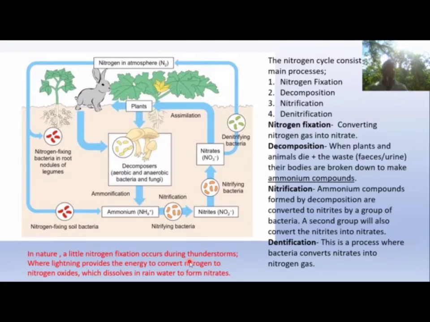Alright, so remember now, decomposition is carried out by a special group of organisms. We call them decomposers. Now the next part is nitrification. Nitrification is where the ammonium compounds formed by decomposition are converted to nitrites by a group of bacteria, and a second group of bacteria will also convert the nitrites into nitrates. Let me go over that again. Nitrification is when the ammonium compounds are acted upon by two groups of bacteria. The first group converts the ammonium compounds to nitrites, and then the second group of bacteria converts the nitrites to nitrates.